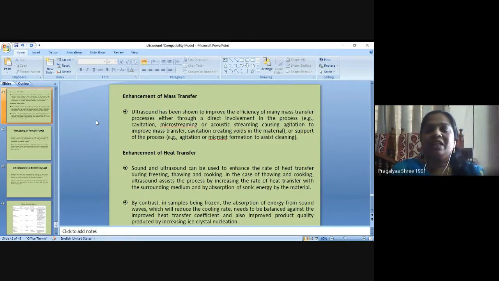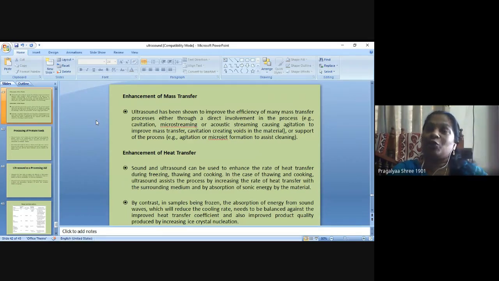By contrast, in samples being frozen, the absorption of energy from the sound waves reduces the cooling rate. So in the case of thawing, when the substance absorbs energy, what happens? Heat releases. It releases heat. So when it releases heat, what happens? The cooling process will be delayed in this case. Okay, so the cooling rate will be delayed. In the case when the energy is being absorbed, removal of heat may take place at a faster rate. Okay, it cooks the material, so heat is being removed. Cooking or thawing takes place very fast.